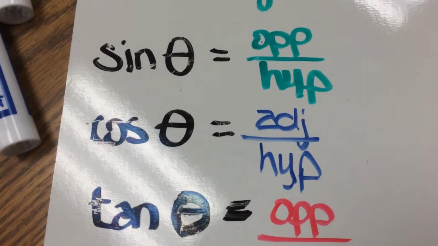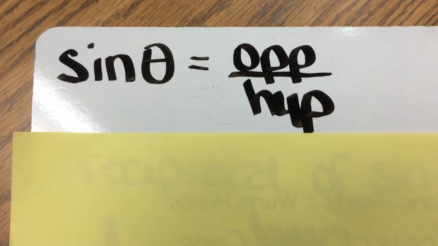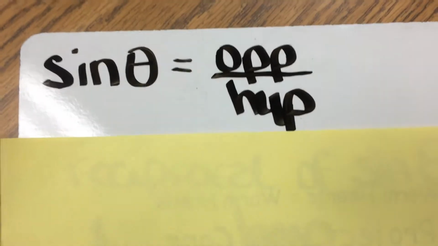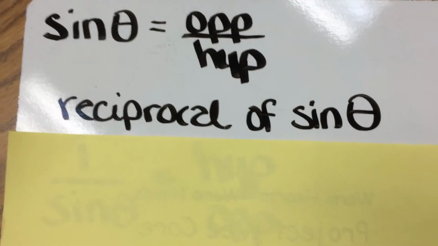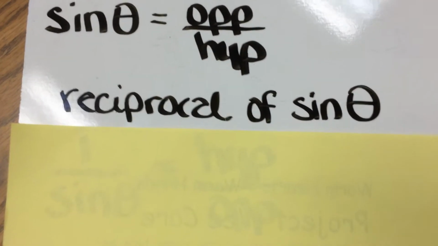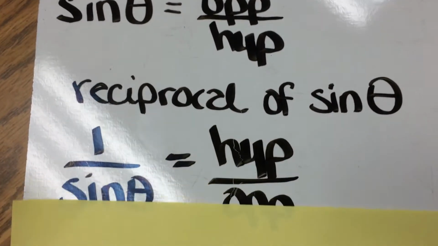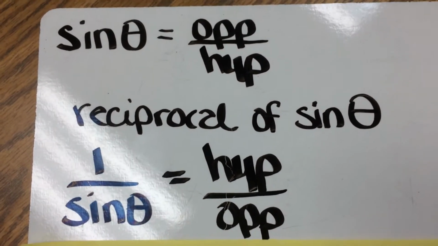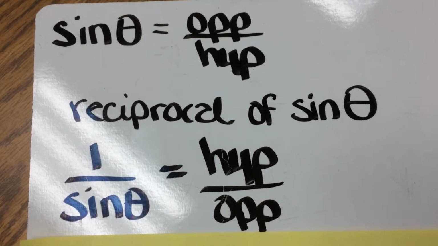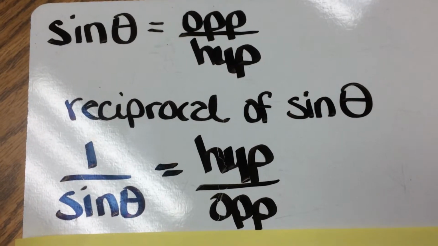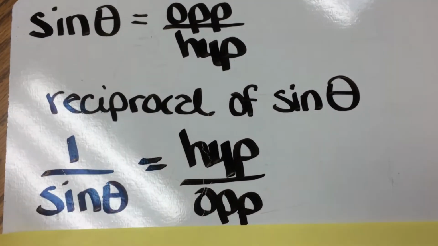What I'm going to do is manipulate these 3 a little bit to come up with the other 3. So again, we know that sine theta is the same thing as opposite over hypotenuse. Well, what I'm going to do is take the reciprocal of sine, and you guys know reciprocal just means to flip it. So if I flip the sine theta, I'm going to end up with 1 over sine theta. And if I flip sine theta, I also have to flip the side it's equal to. So I'm going to flip opposite over hypotenuse, and that turns into hypotenuse over opposite.